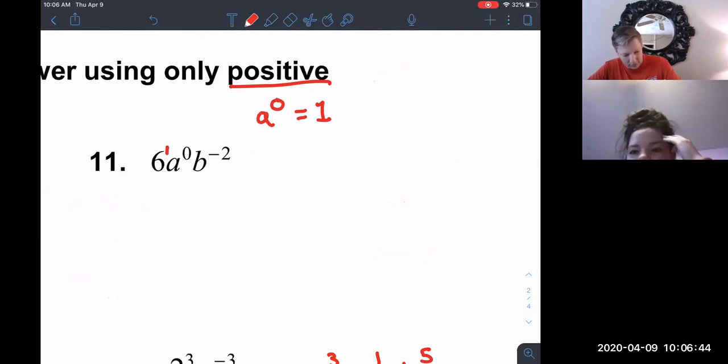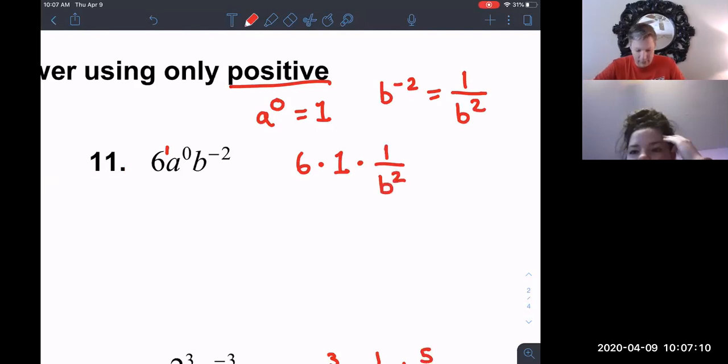And then we also know that b to the -2nd is going to be the same as 1 over b to the +2nd. All right, and the 6, can we do anything to simplify the 6 to the 1st power? No. No, so that's just going to stay where it is. So really what we have here is 6 times 1, because a to the 0 is 1, times 1 over b squared.